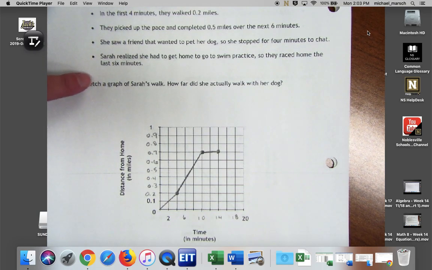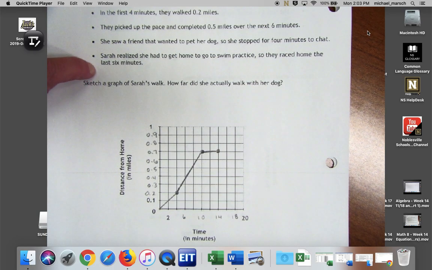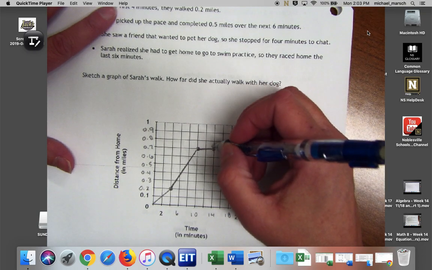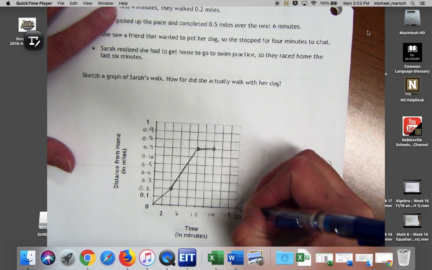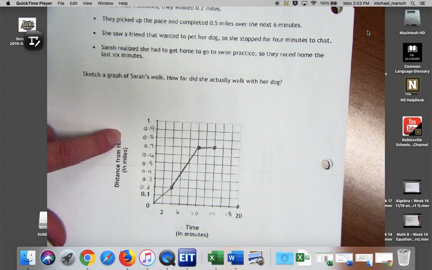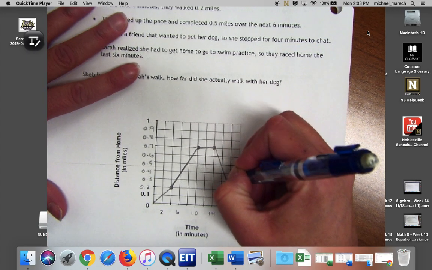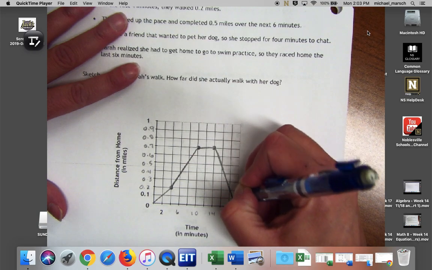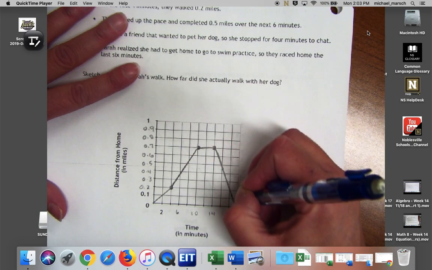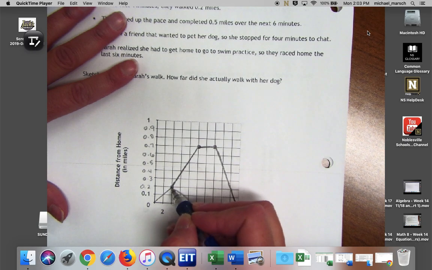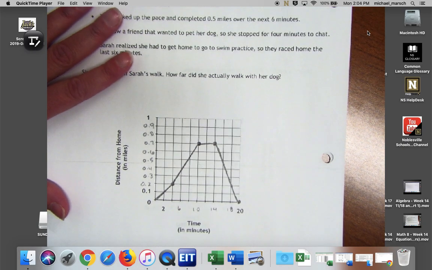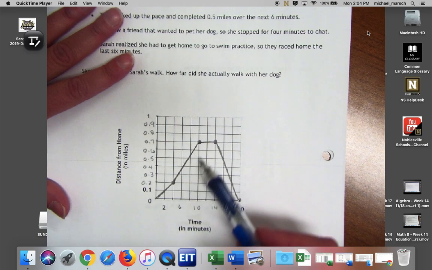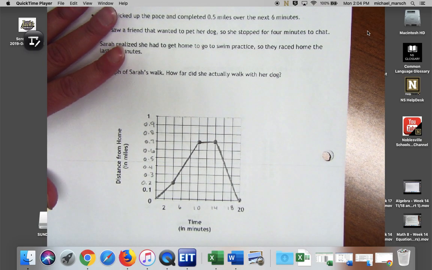Sarah realized she had to get home to go to swim practice, so they raced home the last 6 minutes. So notice that this graph is showing her distance from home. So we have to go all the way back down here to show her racing home. Okay, so this is what your graph would look like, because she's away from her home and then she goes back to her home.